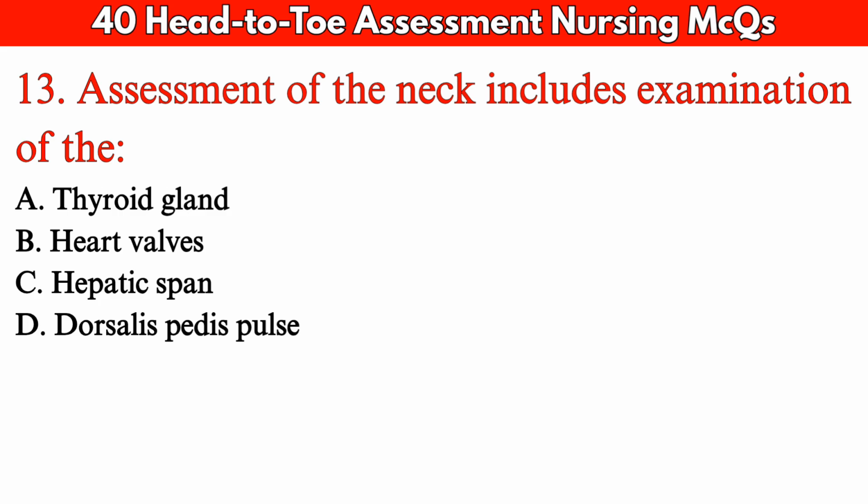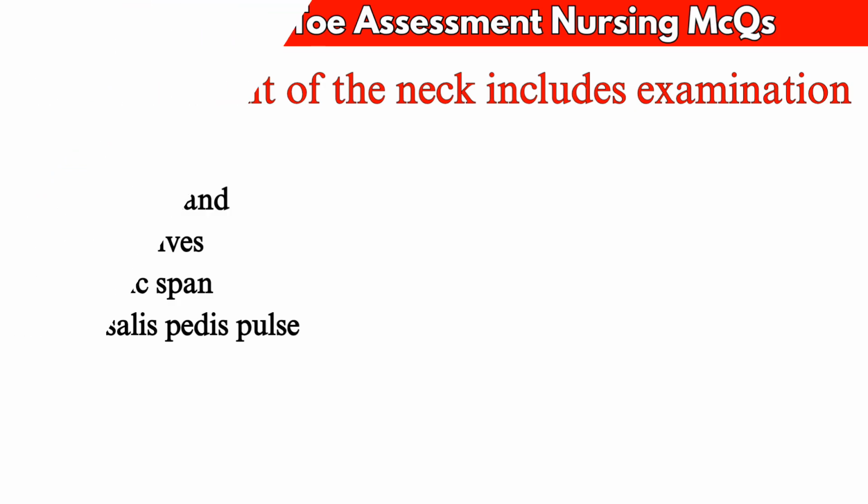Assessment of the neck includes examination of A. Thyroid gland, B. Heart valves, C. Hepatic span, D. Dorsalis pedis pulse. Correct answer, A. Thyroid gland. The thyroid gland is located in the anterior neck and is assessed during neck examination. Heart valves are assessed in the chest, hepatic span refers to the liver in the abdomen, and the dorsalis pedis pulse is assessed in the foot.